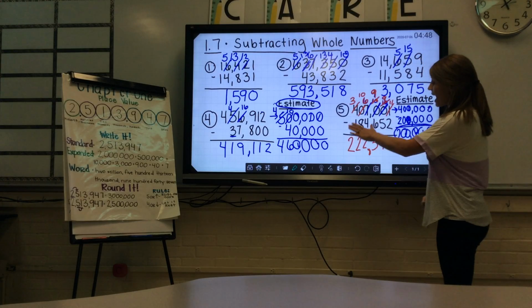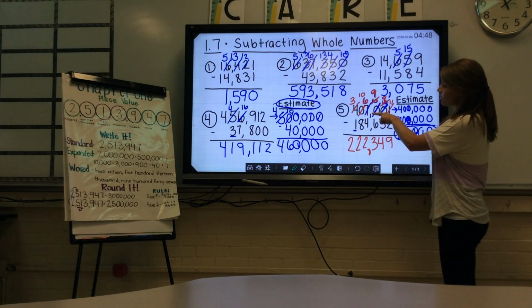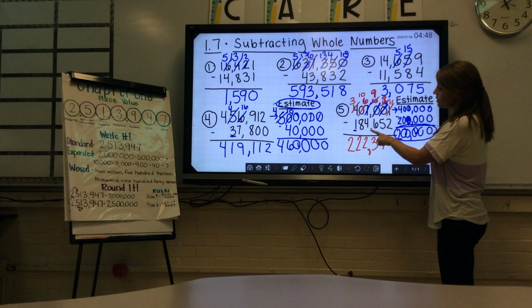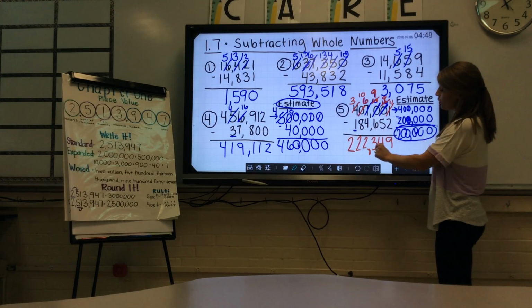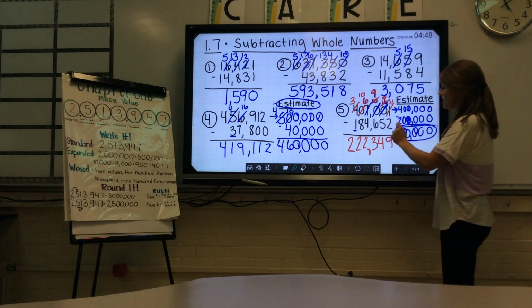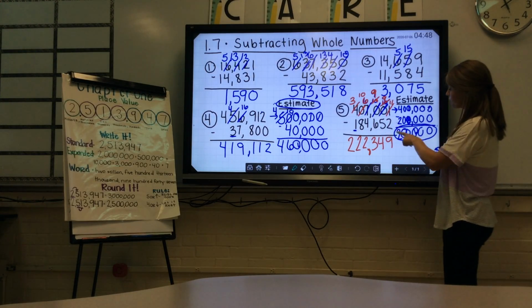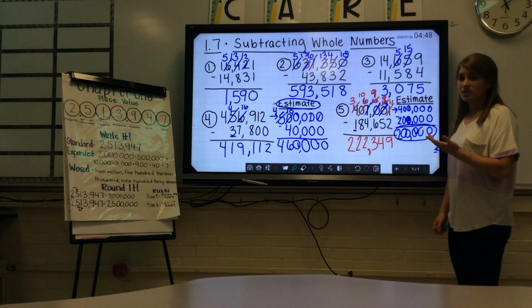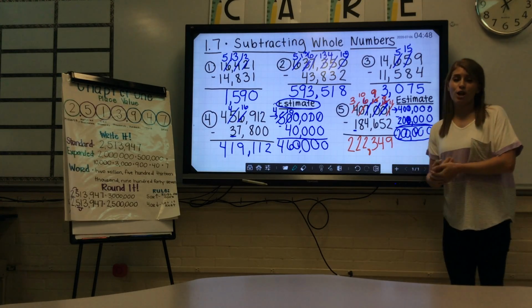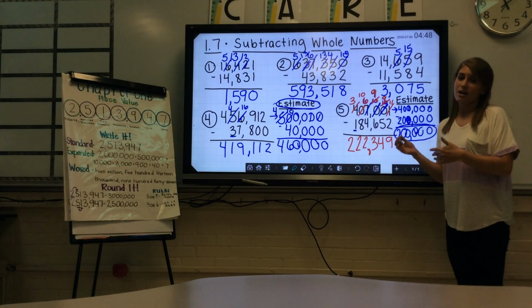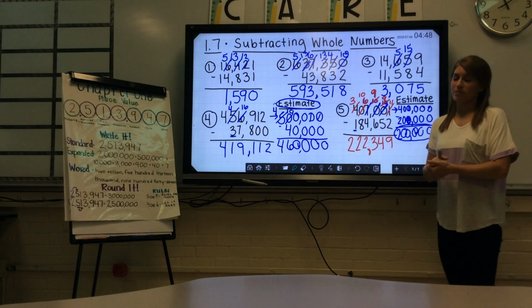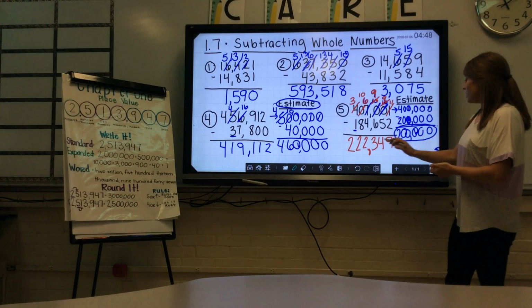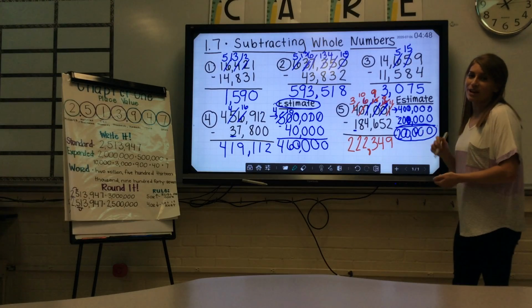Great job. So our actual answer for 407,001 minus 184,652 is 222,349. Is that pretty close to our estimate of 200,000? Yeah, it's pretty close. Is it exact? No, but remember that's not what estimates are. Estimates just give us a roundabout number for a problem. So this is a reasonable answer and estimate.